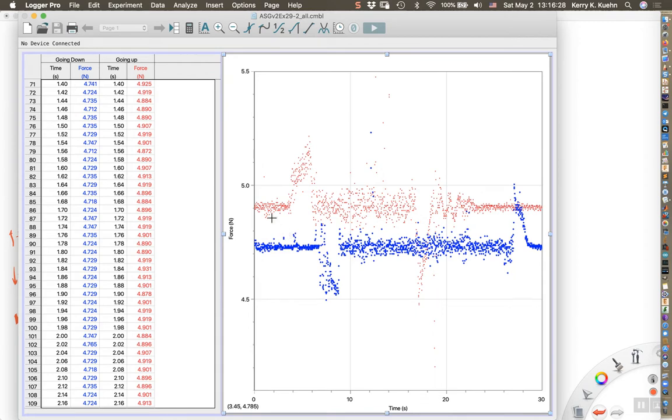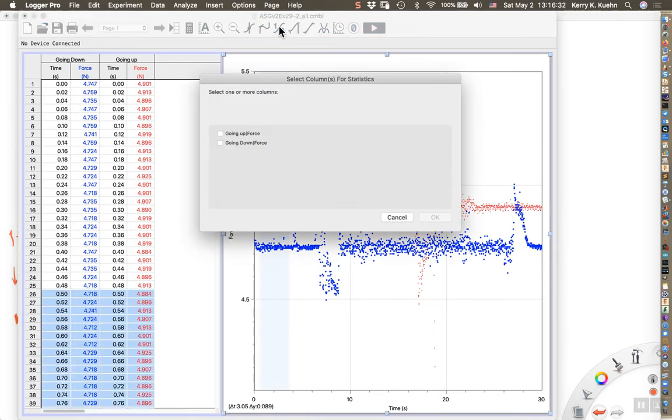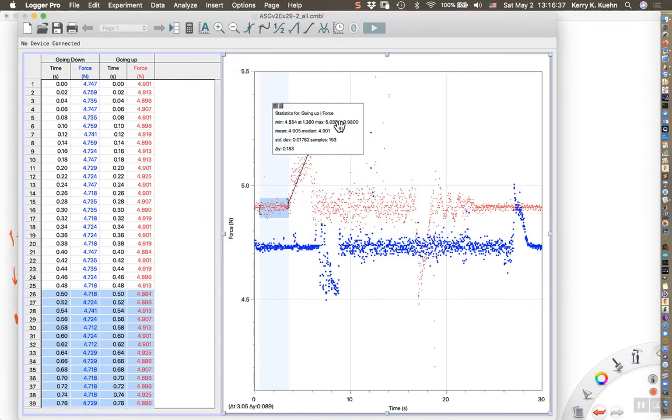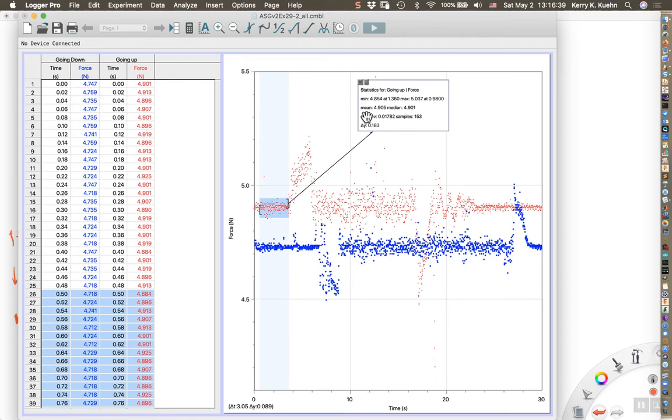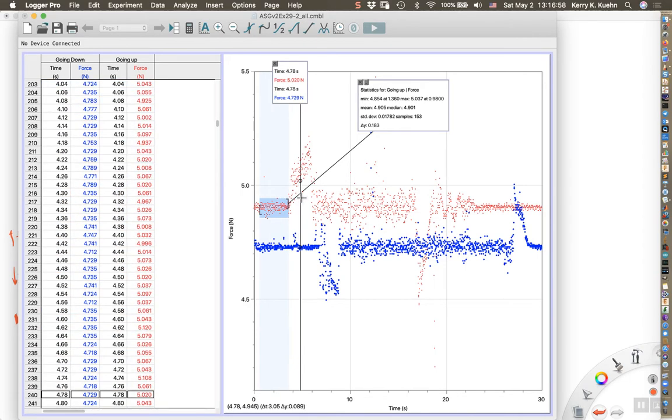I can do some analysis here. If I select this section right here, do statistics on it, going up force, okay. The mean value is 4.905 in that section. So that's the number of newtons of tension in the string, and that is equal to the weight of the object.